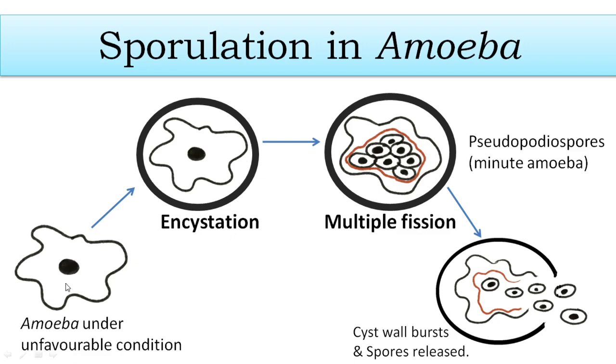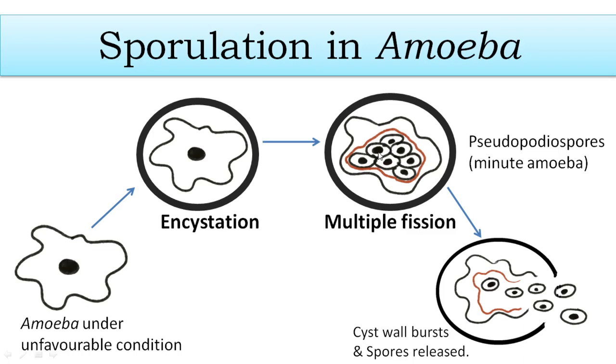Encystation means that when conditions are unfavorable, the amoeba creates a protective covering called a cyst. The encysted covering keeps the amoeba safe inside. And when the favorable condition returns, what will happen inside the cyst?